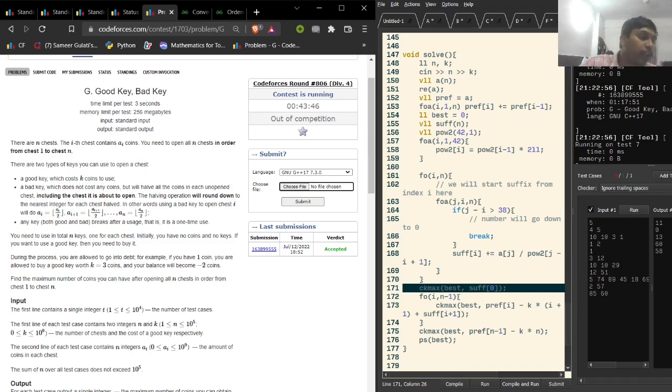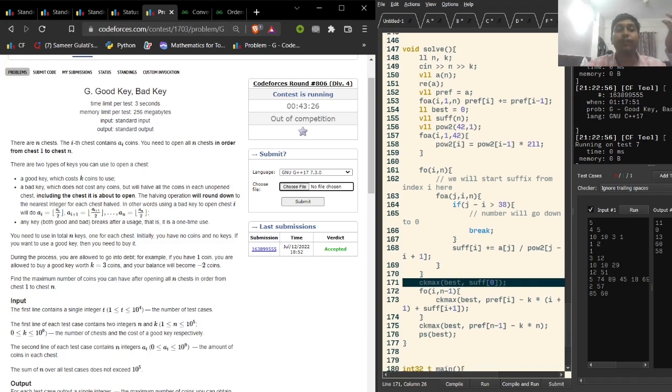And how much value will we get from the suffix? The interesting thing is that if you were to calculate all of the values of the suffix, trying to divide by 2 every time and calculating for every different index, you would get an n squared solution, because you would have to calculate for n bad keys n times. But since, as I told earlier, when you use more than 30-40 bad keys, let's say 40, all of the values in the suffix are guaranteed to be 0, so you can just break out of the loop.